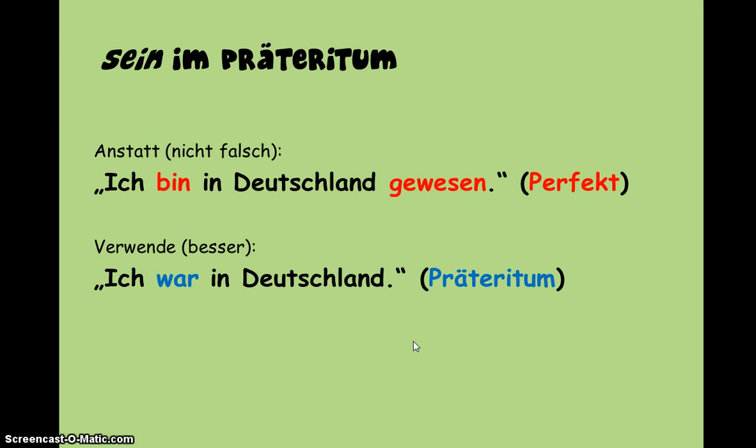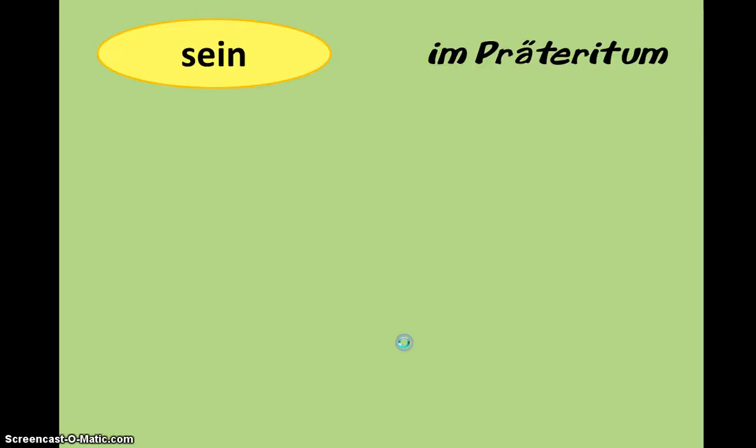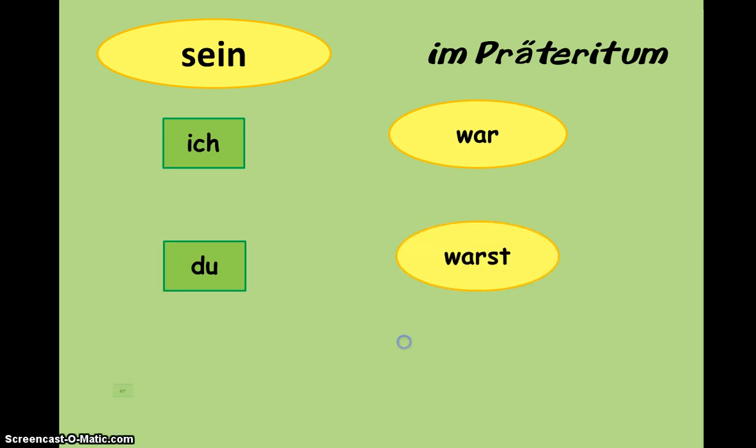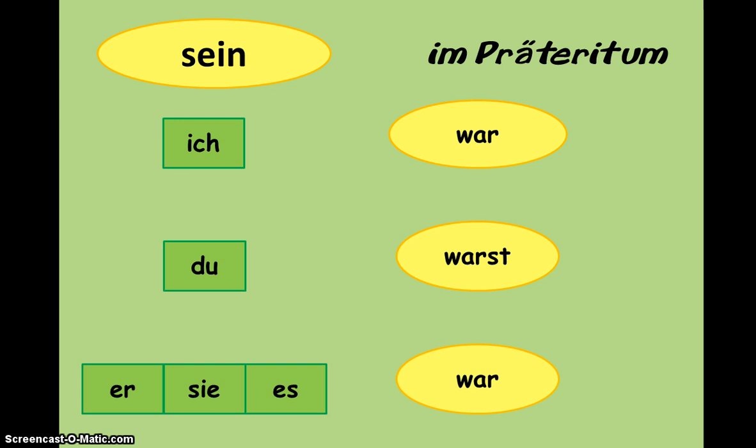Okay, so let's take a look at the different forms of sein in the preterite. Ich war, du warst, er, sie, es war. I want to point out at this point that the ich and the er/sie/es have the same form. Remember, the modals did the same thing. Ich kann, er/sie/es kann. Ich will, er/sie/es will. Okay, so the modals do the same thing.